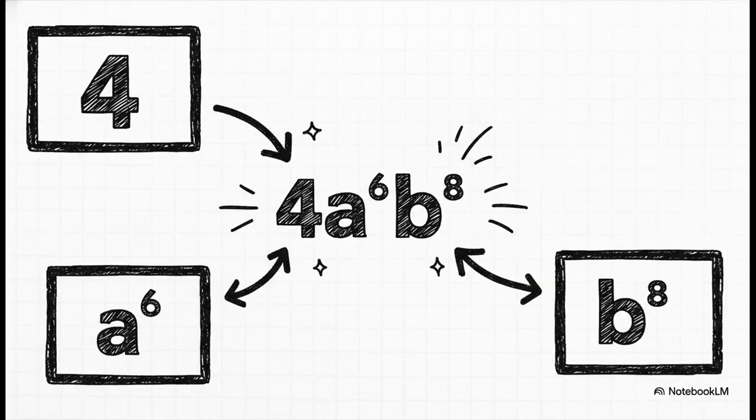All right, for the grand finale, we just put all our simplified pieces back together. We have our 4 from the coefficient, our a to the 6th, and our b to the 8th. The final answer is 4, a to the 6th, b to the 8th. See? Not nearly as bad as it looked when you take it one piece at a time.